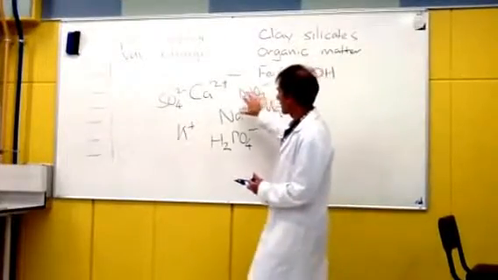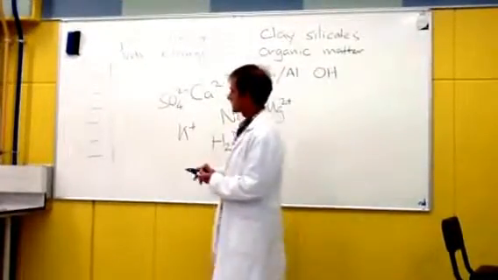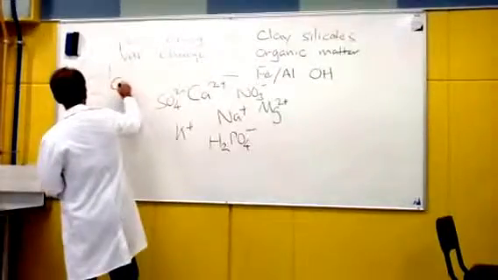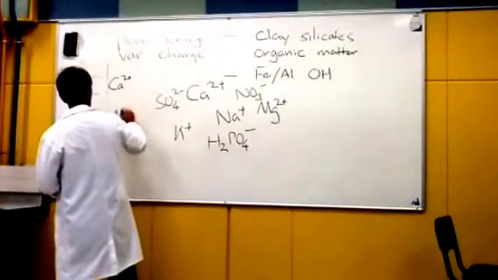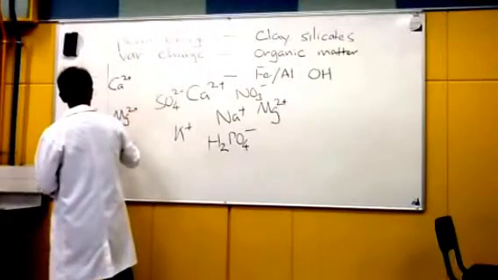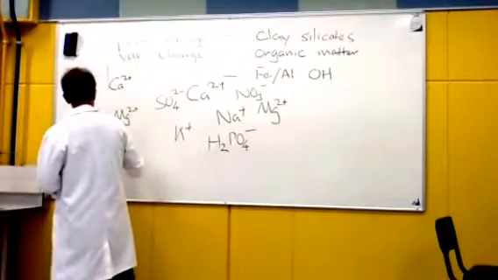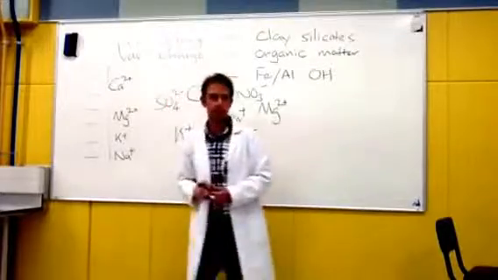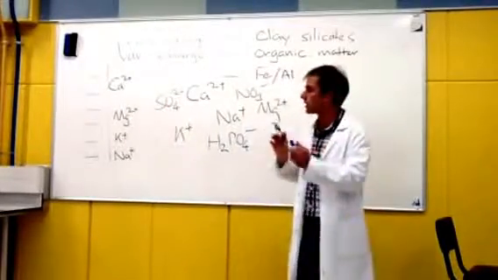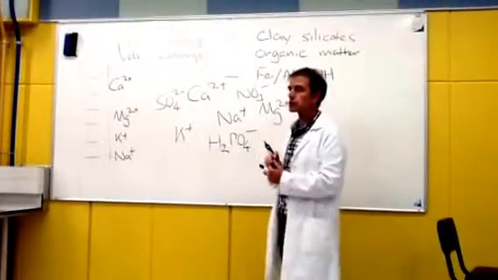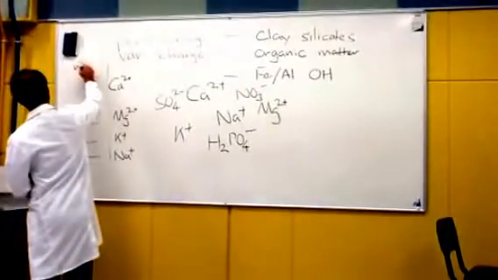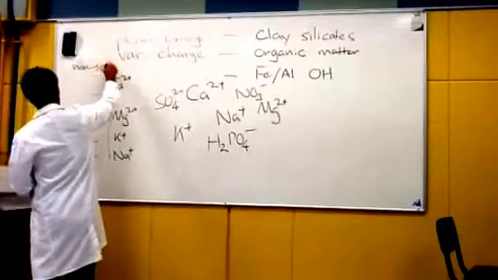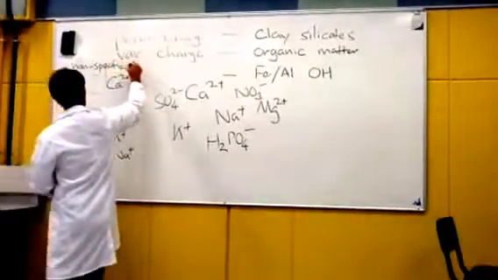So we know that the cations will be attracted to the surface. Calcium 2+ will take up 2 negatives, magnesium 2+ will take up 2 negatives, potassium takes up a negative, and sodium takes up a negative. So there's our non-specific electrostatic interaction. We call that non-specific adsorption.